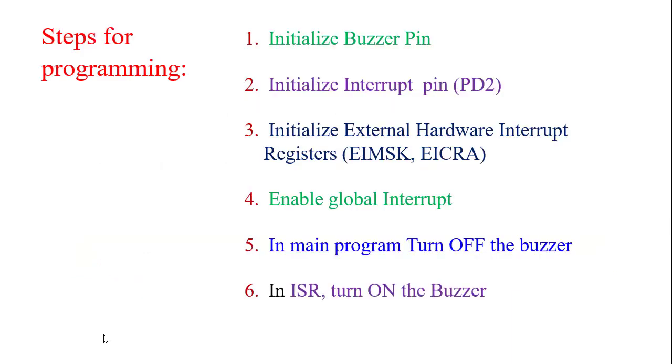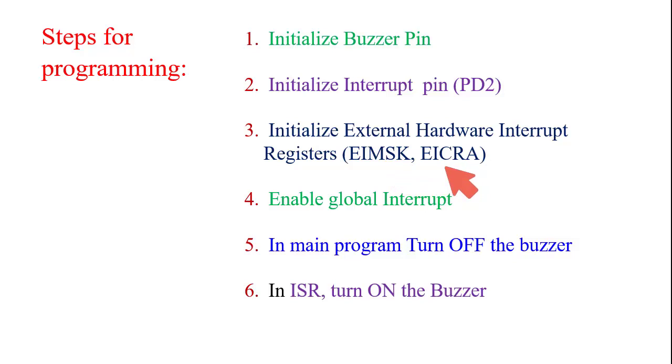What are the steps for programming? Here our motto of the program is to operate a buzzer by using interrupt 0 of ATmega 328P. What are the steps? We need to initialize the buzzer pin. The buzzer is connected at pin number 6 of port D. Next we need to initialize the interrupt pin. The interrupt pin is connected at pin number 2 of port D, and this will be used as the input pin. Then we need to initialize the external hardware interrupt registers EIMSK and EICRA.